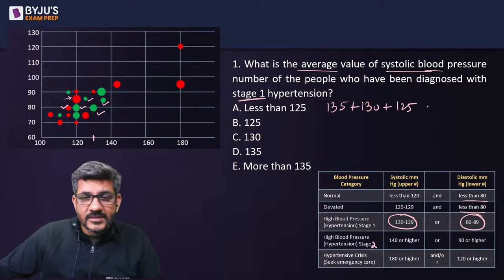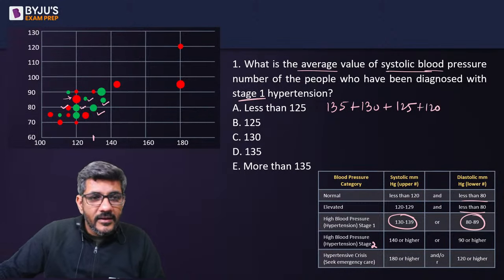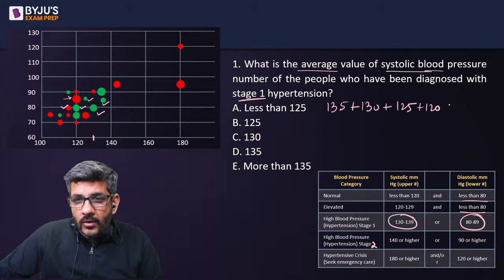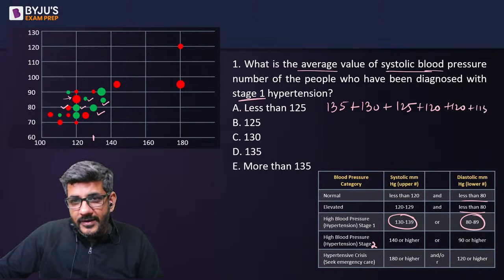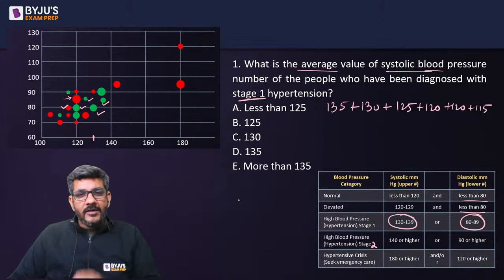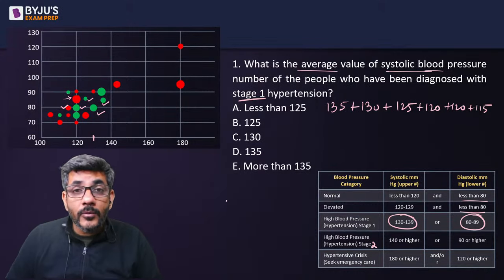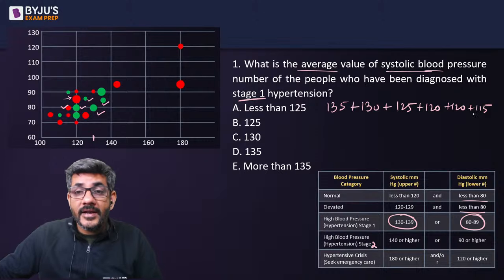The next person has a systolic blood pressure of 120. The next guy is again on 120 and the last guy is on 150. So we have 135, 130, 125, 120, 120 and 115.